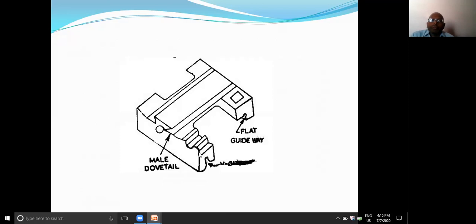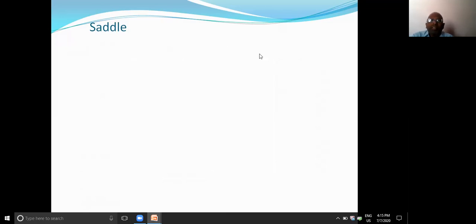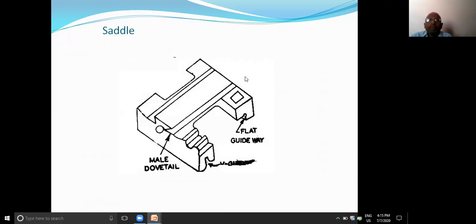So this is the saddle. This saddle is mounted over the lathe bedways. As the saddle moves over the lathe bed, the total system is moving over the lathe bedways, sliding along the bedways. Just now as we discussed, these grooves are used to move over the cross slide.